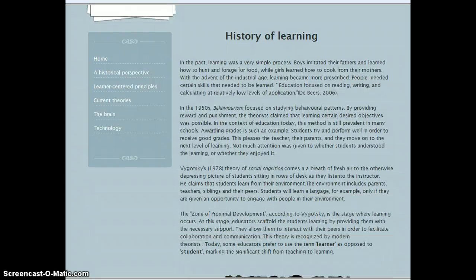In 1978, Vygotsky came out with the theory of social cognition. Here he acknowledged the fact that children learn from each other. They learned in an environment where they could communicate and collaborate with their peers and other people in the community. This understanding is really crucial for educators because they need to create an environment where children can learn. So allowing group discussions, allowing children to peer teach, these are some of the examples where educators today use Vygotsky's theory of social cognition.